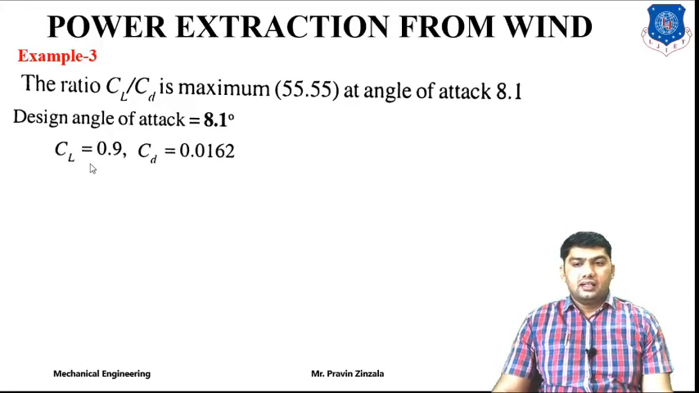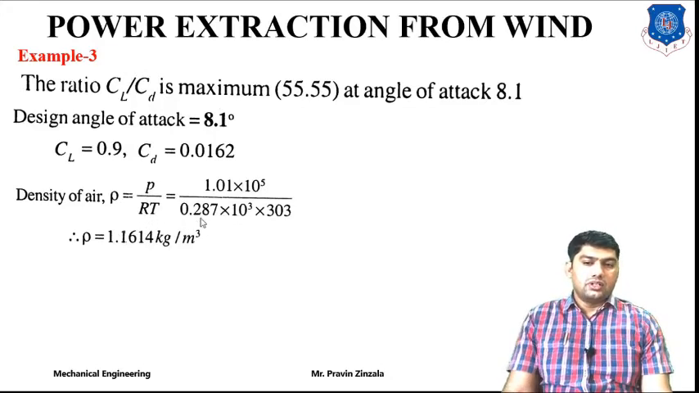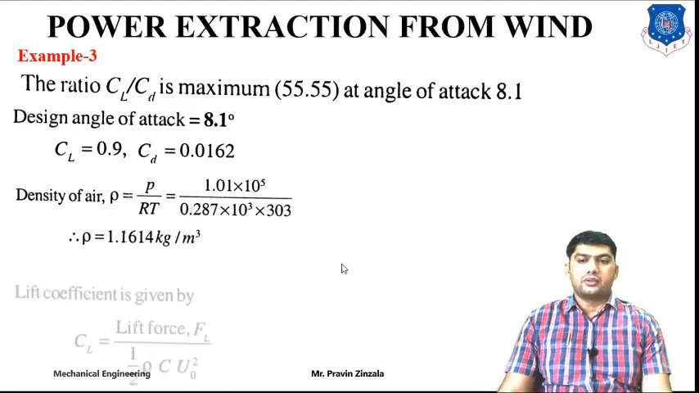CL is equal to 0.9 and CD is equal to 0.0162. Density is equal to pressure by RT. Pressure is equal to 1.01 into 10 raised to 5, this is in Pascal. Here R is the gas constant, 0.287 into 10 raised to 3, or we can also say that we are taking 287, and temperature in Kelvin. So the density will be 1.1614 kg per meter cube.